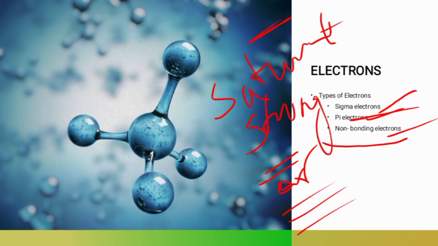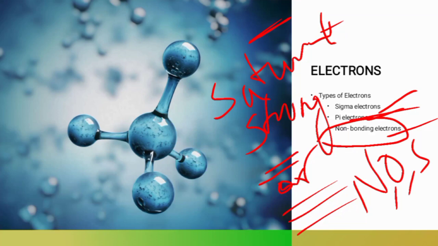And the last one is the non-bonding electron. Non-bonding electrons are not involved in any chemical bonding between atoms in a molecule. They exist as lone pairs on atoms like nitrogen, oxygen, sulfur and halogens.